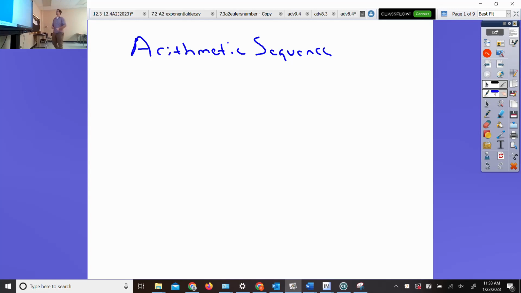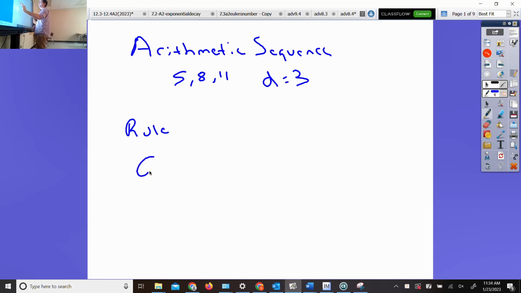Okay, I'll give you an example of an arithmetic sequence. 5, 8, 11. Why is that arithmetic? Because you're adding 3. It has a difference of 3. Does anybody remember the rule for an arithmetic sequence? It starts off with a sub n is? Where did K come from? D for difference.